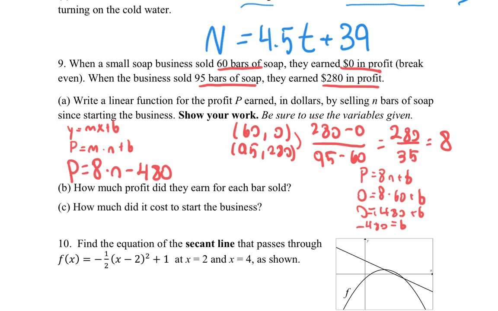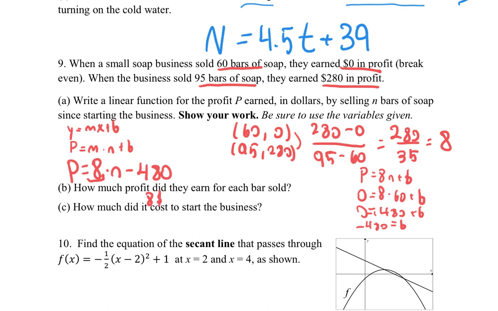So how much profit do they earn for each bar sold? That's what our slope is, right? For every one increase in your independent variable, in this case N, so every time we sell one more bar, our profit increases by 8. So the amount your y increases for each one change in your x. So in this case, the amount our profit increases for each bar we sell, which is $8.